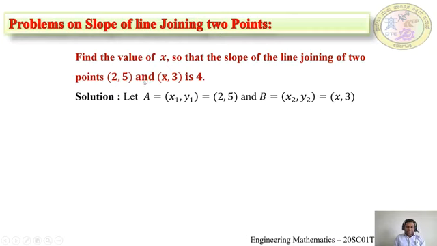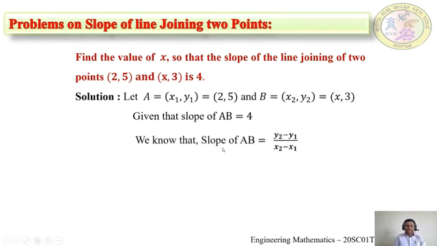Let A is equal to (x1, y1), that is (2, 5). As we did in the previous session, this point is taken as (x1, y1), that is (2, 5), and this point will be taken as B, that is (x2, y2), that is (x, 3). You know that x1 is 2, y1 is 5, x2 is x and y2 is 3. The slope of the straight line AB is already given, that value is 4.